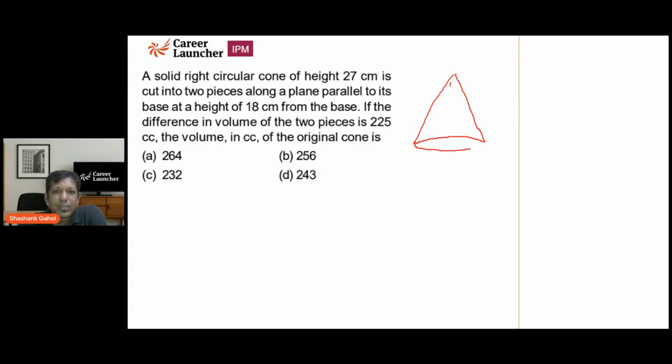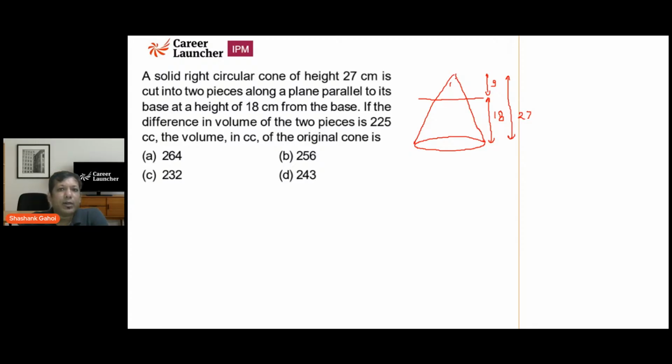So this is a cone that has a height of 27, cut into two pieces along a parallel plane. The total height is 27. It is cut at a height of 18 from the base. So from the top, what should be the height? That is 9.